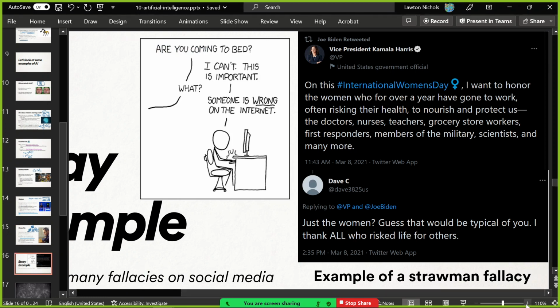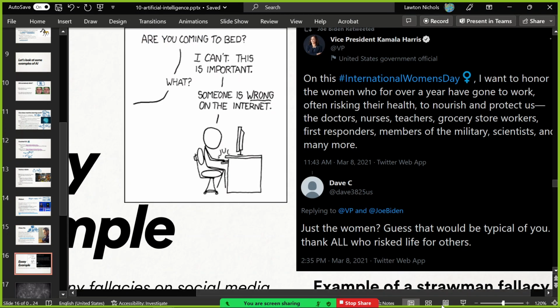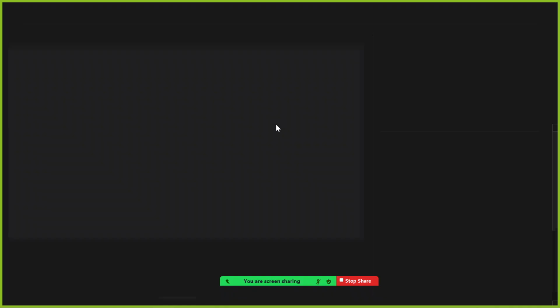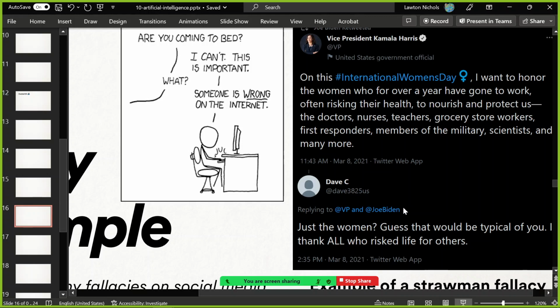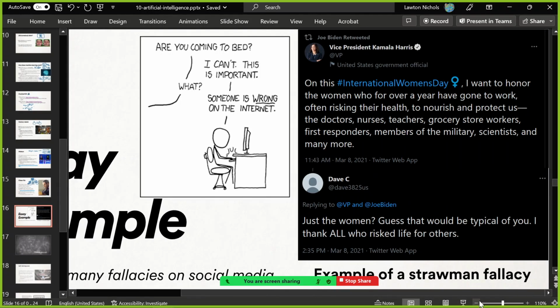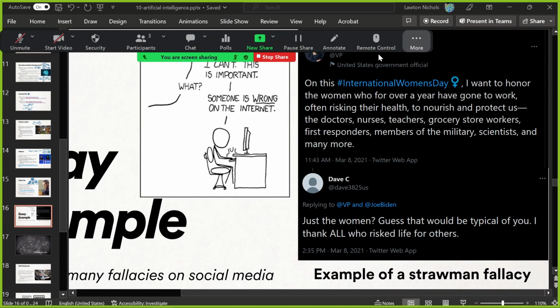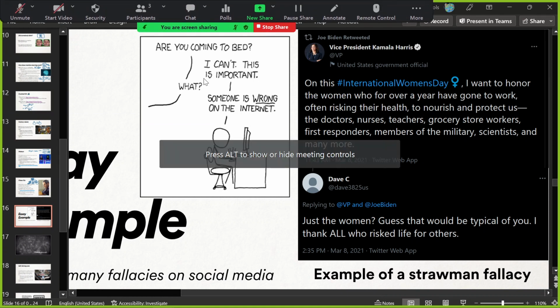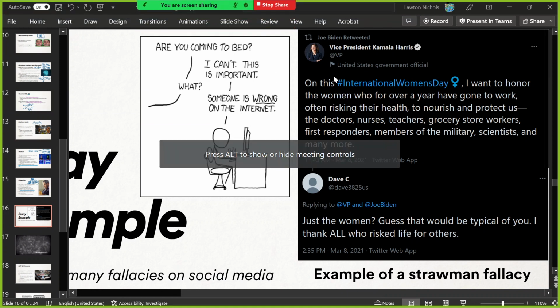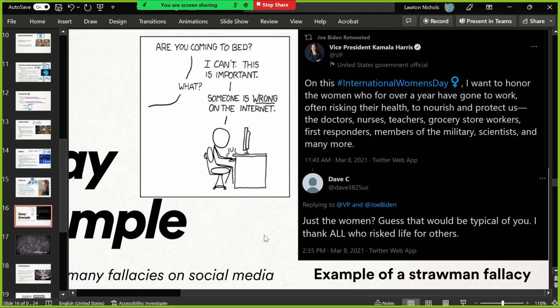So here was a tweet by the vice president. And this is an example of a straw man fallacy. This is the kind of thing I want you to do. This is an example of a straw man fallacy, and I'll try to explain it in the way that I want you to explain it in your essay. So you make a paragraph about this particular example. So like, here was the fallacy.